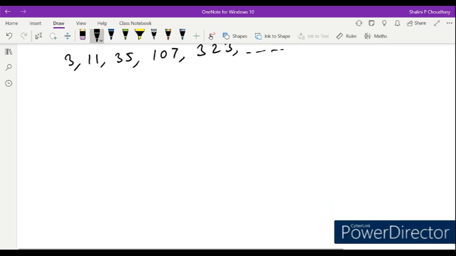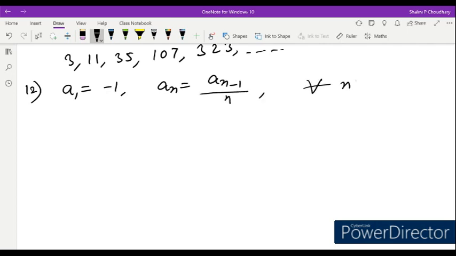Okay, now next is question number 12. In question number 12, a1 is equal to minus 1, an is equal to an minus 1 divided by n for all n greater than or equal to 2. So a2 will be equal to a1 upon 1. Okay, so it is minus 1 upon 1, that is minus 1.